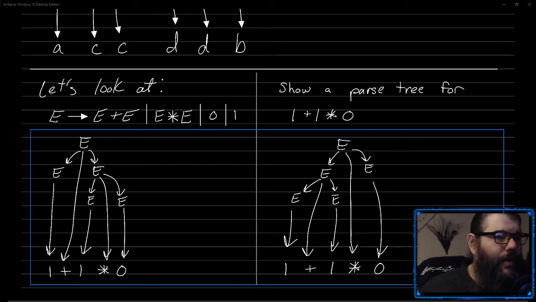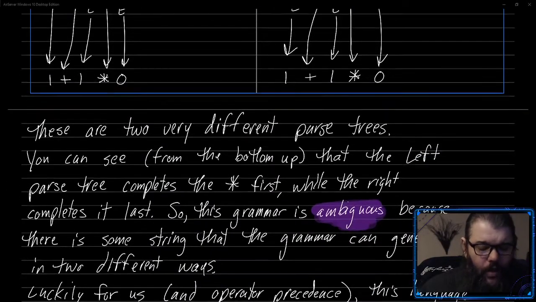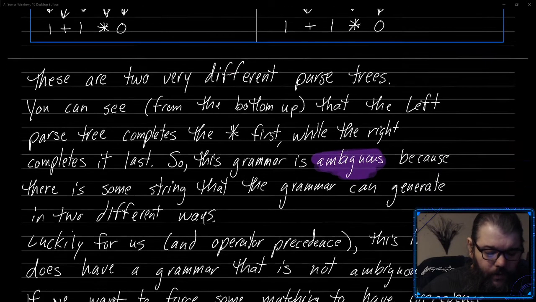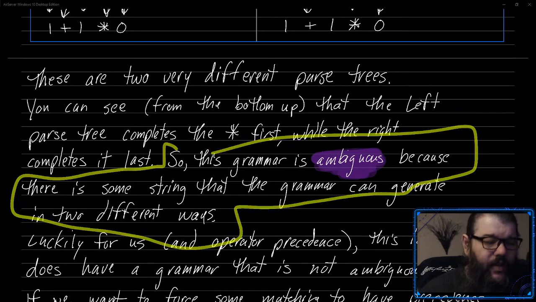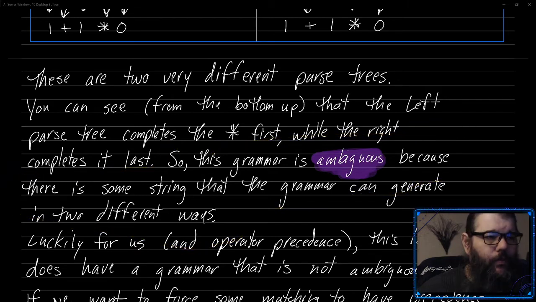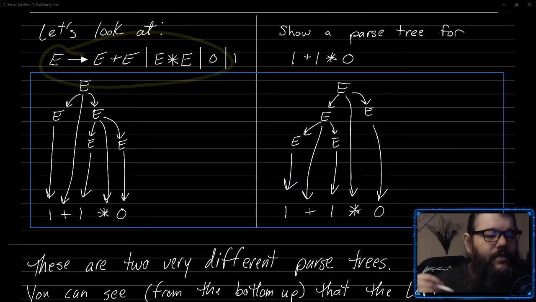Often, you can still get operator precedence out of a grammar by pushing the rules into separate variables. And so I'm going to show you an example of that. I will say, while we're at it, though, there's something important. This grammar is ambiguous because there is some string that the grammar can generate in 2 different ways. So we would call this grammar ambiguous because there is some string that the grammar can generate in 2 different ways. So grammars can be ambiguous.